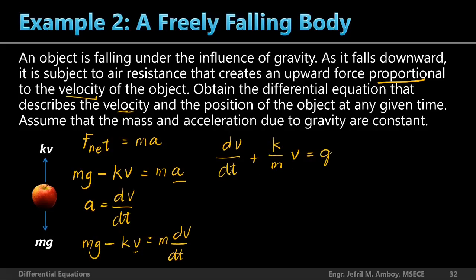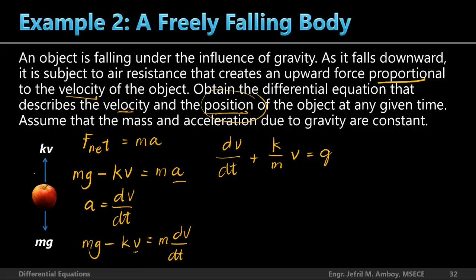So this is not yet the differential equation that we are looking for, since it only describes the velocity of the object. But the question says that we also need to obtain a differential equation that describes the position of the object at any given time. Therefore, we need to formulate another differential equation, this time describing the position.